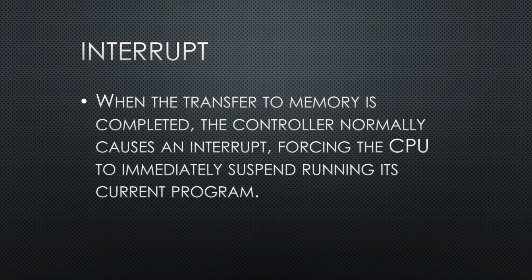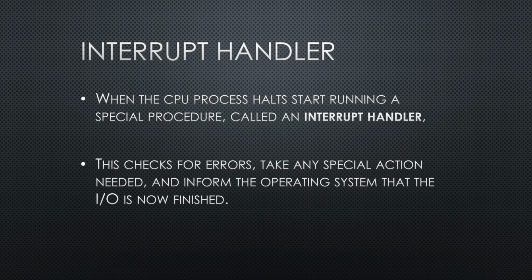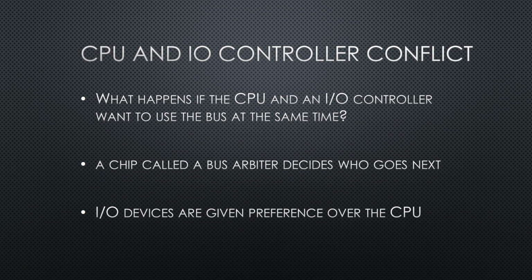The CPU in turn also comes up with another process, what we call the interrupt handler, that handles whatever operations the IO device does. It checks for any errors and takes any special action that is needed. And when it's done that, it informs the operating system that the IO device has finished whatever it's supposed to do, and so we can resume, right? That's something that you need to also understand.